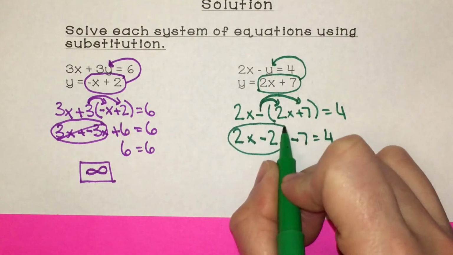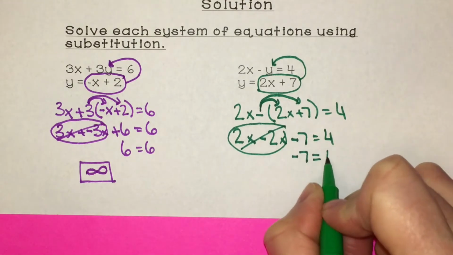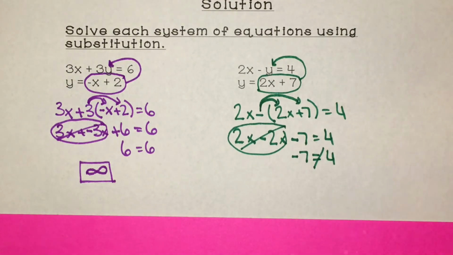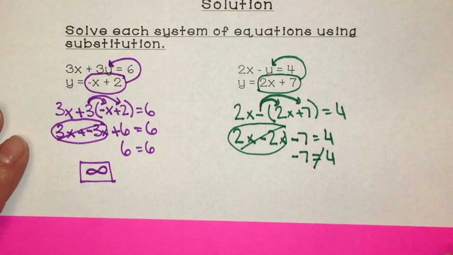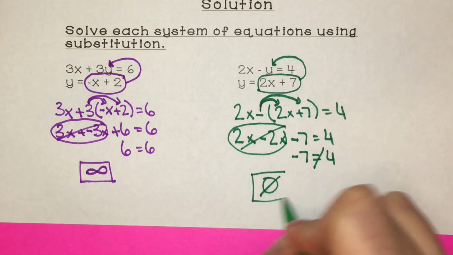2x minus 2x is 0. They go away. So I'm left with negative 7 equals 4. Well, negative 7 is never equal to 4 because this is never true. There is no solution. I'm just going to put the circle with a line through it.